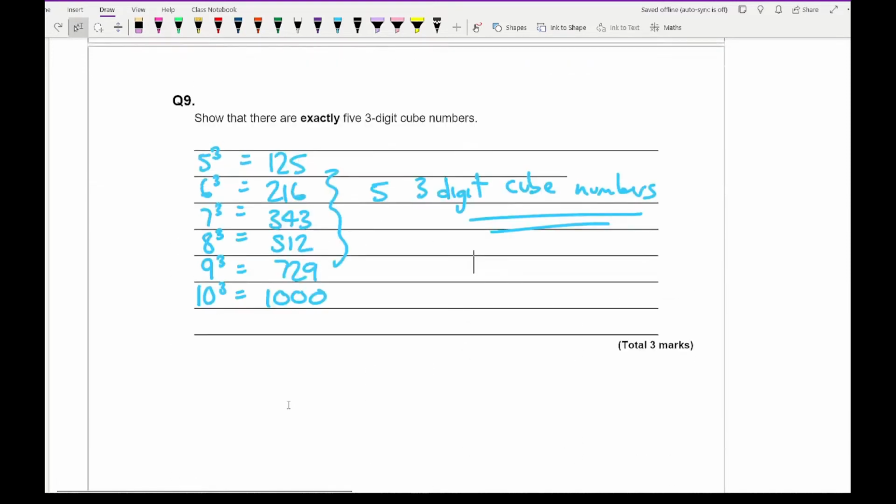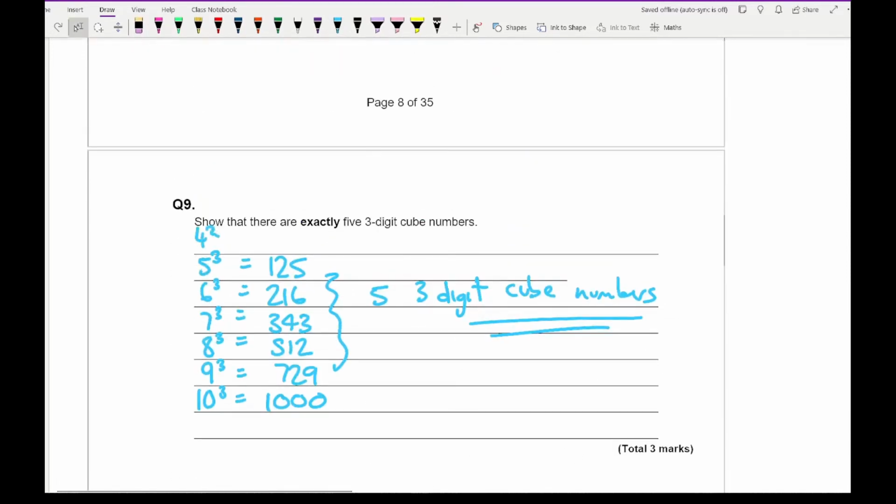And again, what you might want to do is maybe do 4 cubed, which is 64, just to show that there's no cube numbers that are less than 125.